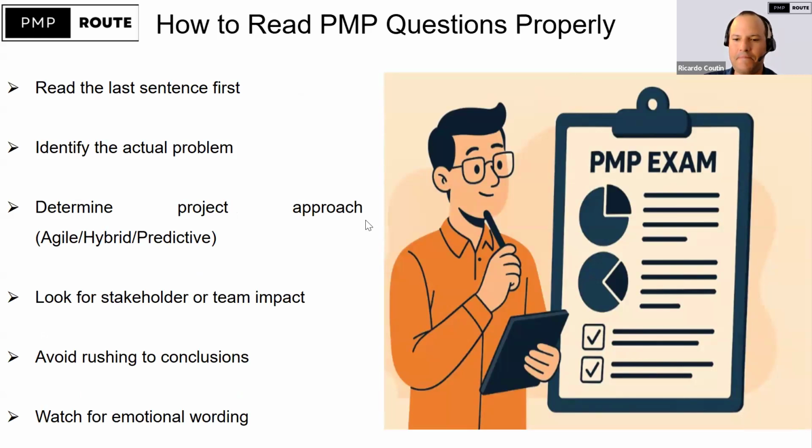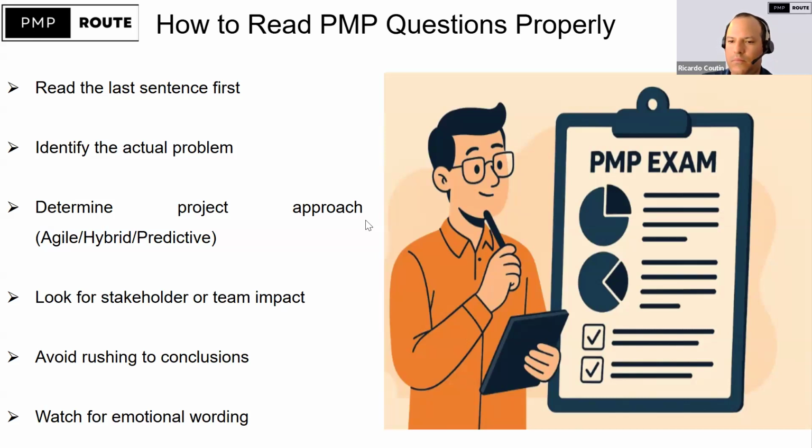So how do you do that? One strategy you can use is to read the last sentence first, because the last sentence is the actual question. So before reading the long scenario, go and read the question first, then read the scenario. Since you already know the question that's going to be asked, you can easily identify in the scenario the information that is irrelevant, the information that is relevant, and the keywords. This little trick can really help you save a lot of time when you are reading your questions during the exam.